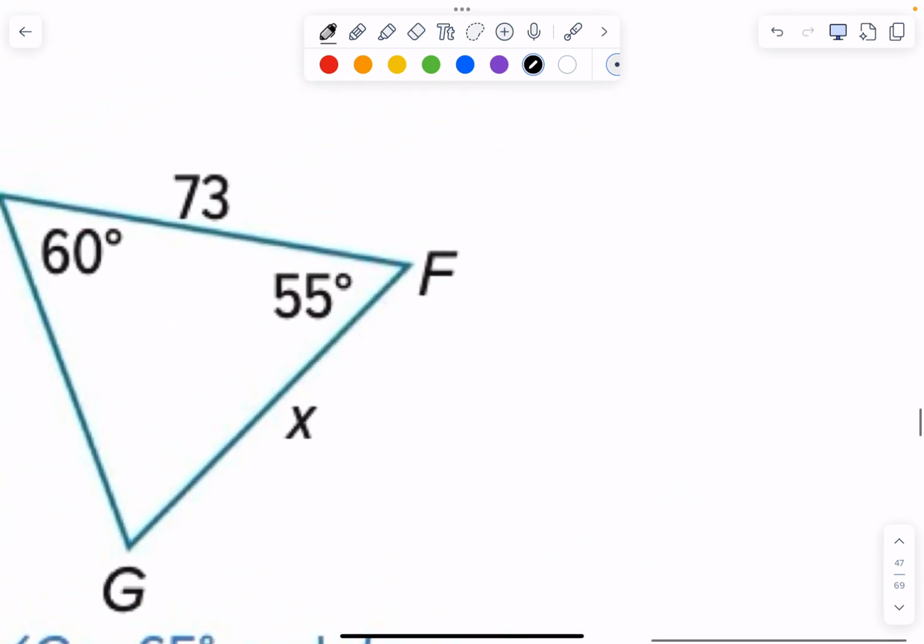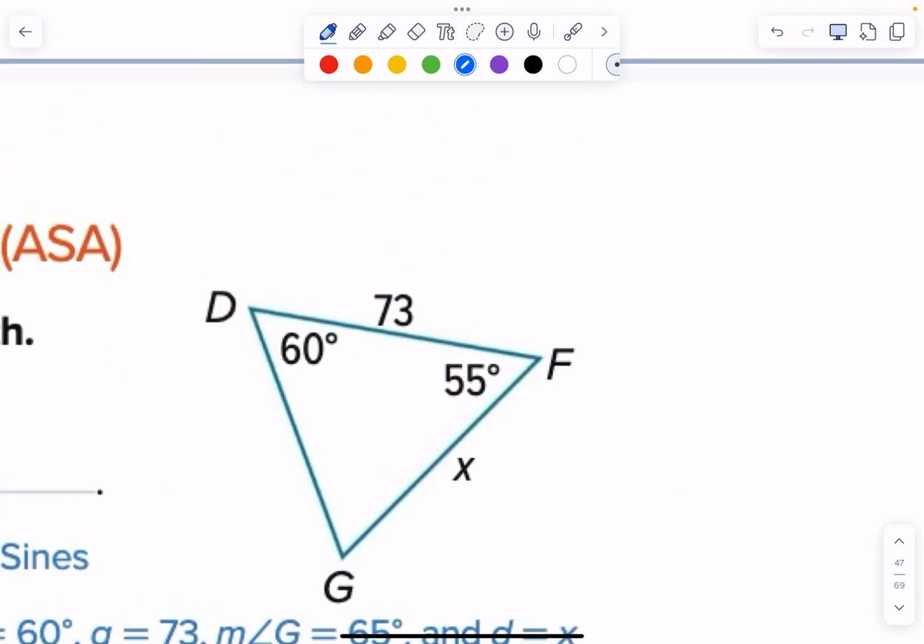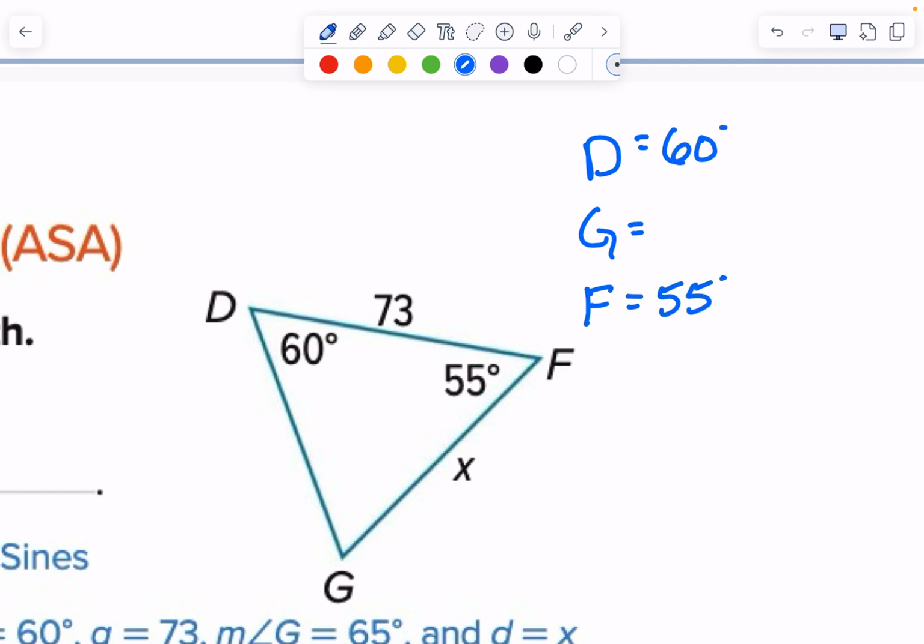Example 2, go to example 2. Okay, write out. My angles are D, G, F. What is D? 60 degrees. What's F? 55. What's G? They have to add up to be 180. 105? No, that's 115. 115, so 65? 65 degrees? Perfect. So we found what G was.